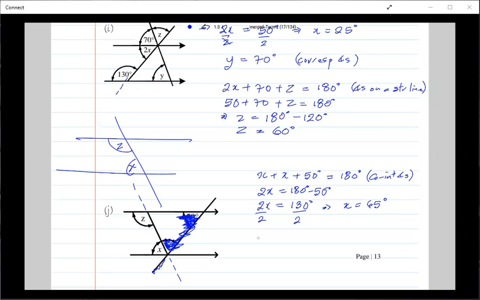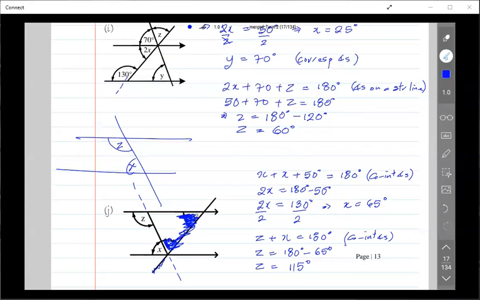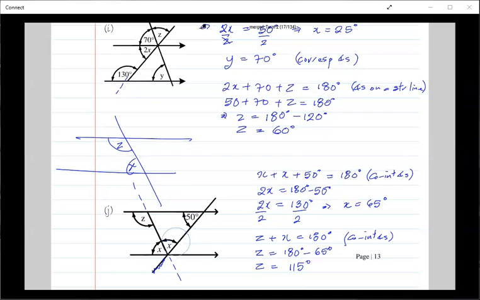So Z plus X is equal to 180 degrees. They are co-interior angles. But Z is 65. So, sorry, X is 65. So Z would be equal to 180 minus X, which is 65. So Z is equal to 115 degrees. All right. So this was the first question we had to look at in the homework.